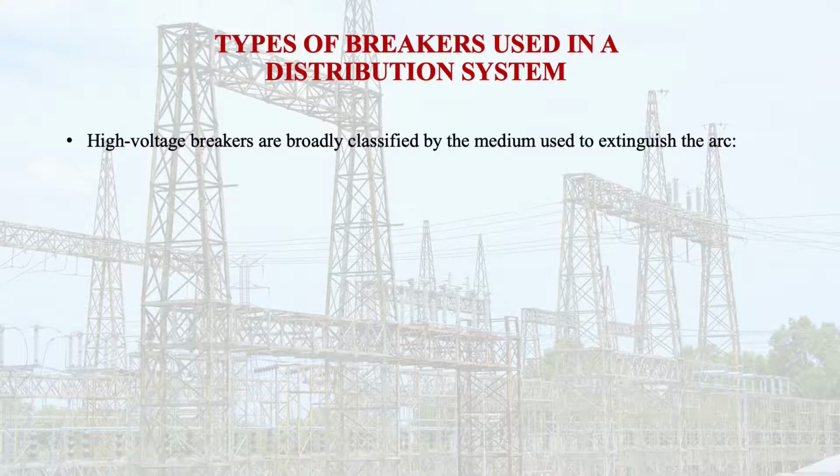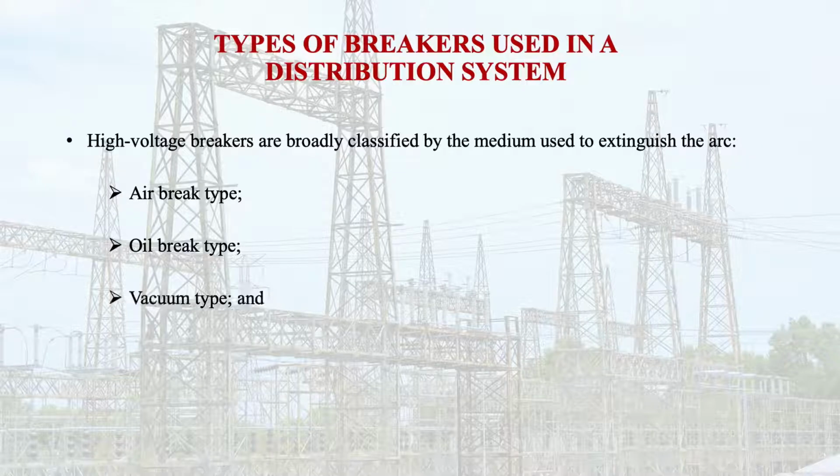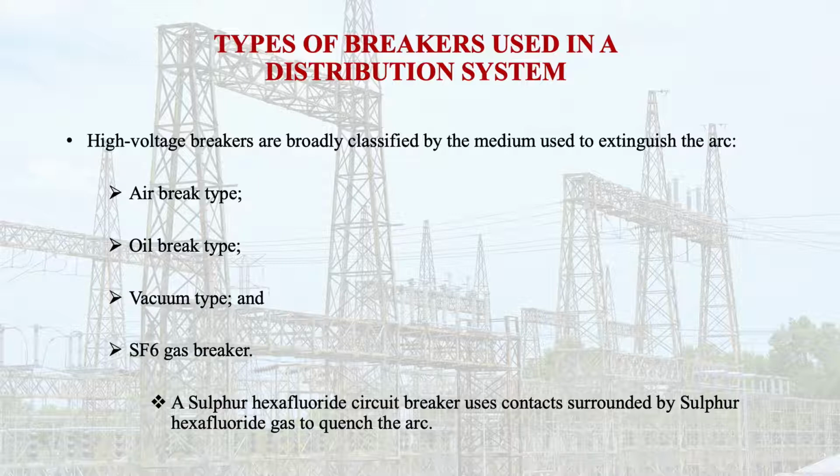So different types of breakers are used in the distribution system. The high voltage breakers are broadly classified by the medium we use to extinguish the arc, like the air break type, where an air blast is used for suppression of the arc. Then oil break type, vacuum type, then SF6 gas breaker. This is the sulfur hexafluoride circuit breaker, SF6. This uses the contact surrounded by sulfur hexafluoride gas to quench the arc.